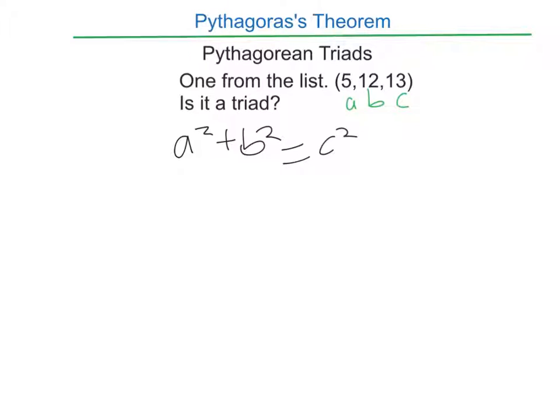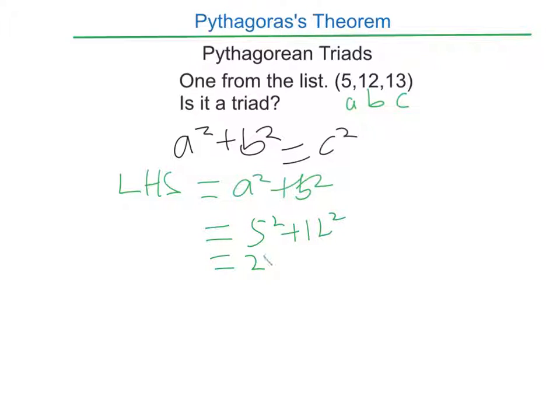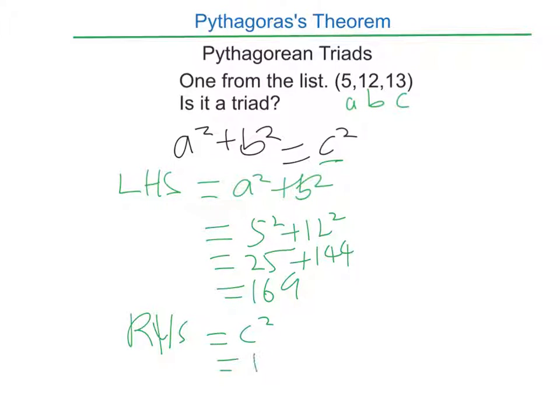So, if I substitute 5 for a, 12 for b, and 13 for c, I should get two things that are equal. I will start off by writing left-hand side equals a squared plus b squared equals 5 squared plus 12 squared, which is 25 plus 144, which is 169. Let's do the right-hand side. The right-hand side of the equation is c squared. So the right-hand side is c squared, which is just 13 squared, which is 169.